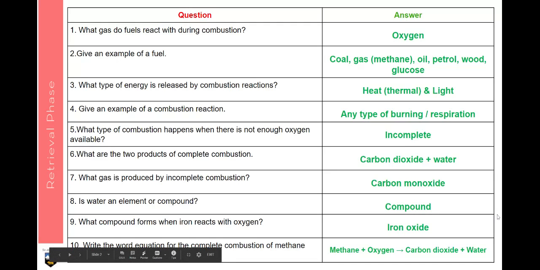So make sure you're marking your work so you're getting instant feedback on how well you've done, what you've managed to remember. Use the tick to mark if you got it right, cross it in green if you didn't. There's also a little section at the end that says retrieval quiz, score out of 10.